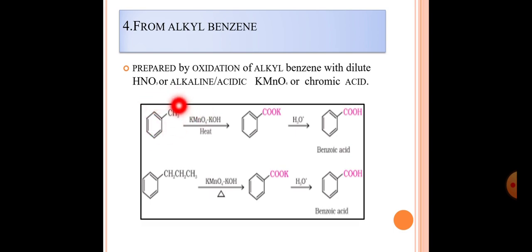First, alkyl benzene: this methyl group is there and the benzene ring, so it is alkyl benzene or methyl benzene. KMnO4, KOH and heat. KOH is present, so what is the medium here, alkaline or acidic? It is alkaline. So KMnO4, KOH, heat. This alkyl benzene is converting to this potassium salt, benzene ring with C double bond O. As K is present, it is a potassium salt.